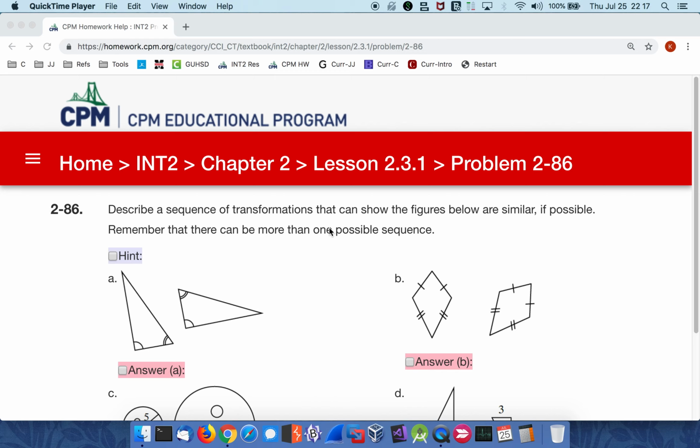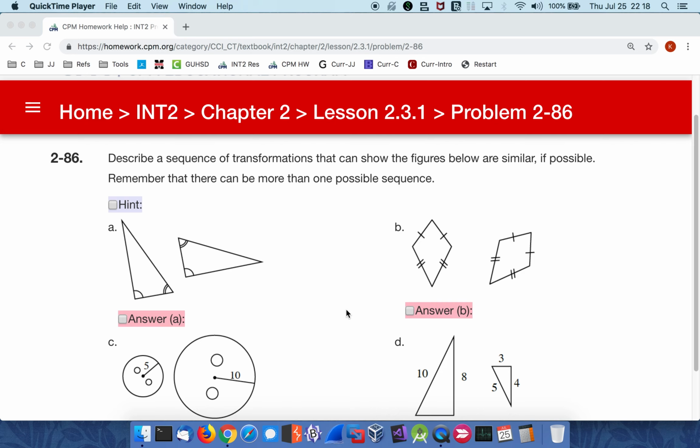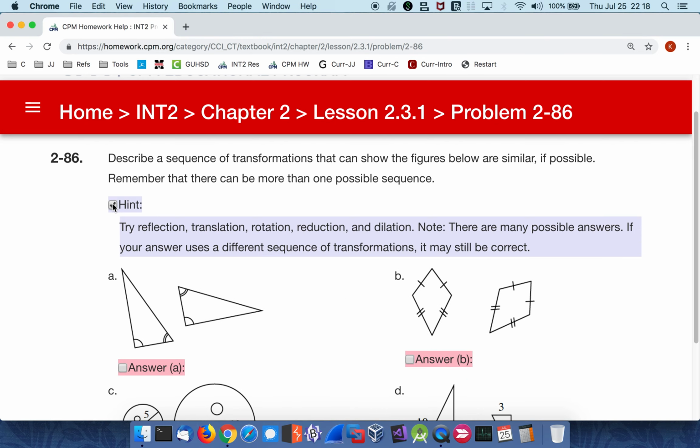Alright, here we are on 2TAC86. Describe a sequence of transformations that can show the figures below are similar, if possible. Remember that there can be more than one possible sequence. Okay, so let's see what this hint is. Try reflection, translation, rotation, reduction, and dilation.